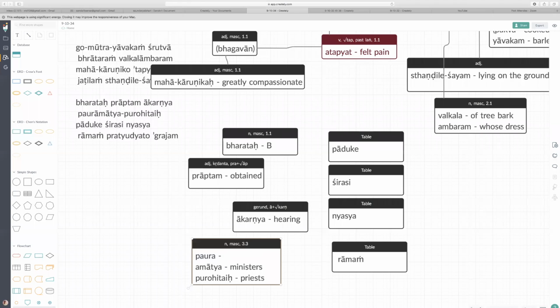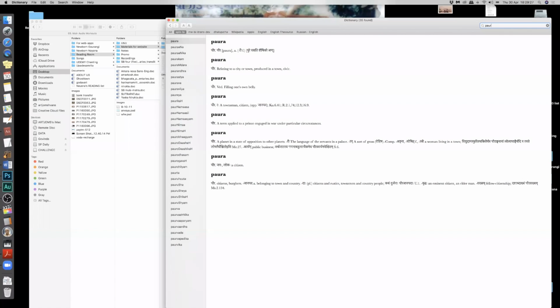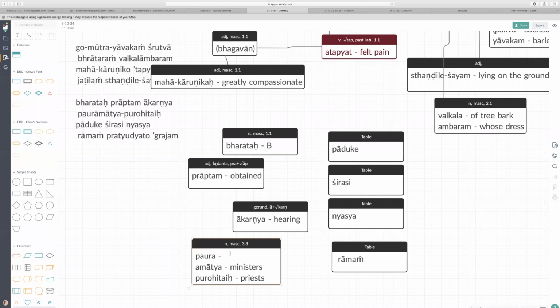Can anybody guess? Citizens. Well, paura means something related to pura. The city is pura, and in relation to pura, you get paura. So that first u expands into au. It's also a grammatical operation. So paura means related to a city or town, produced in town, civic, and so on. It also means a townsman, citizen. You were right: citizens, paura.